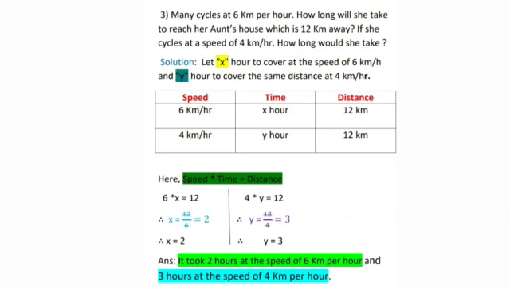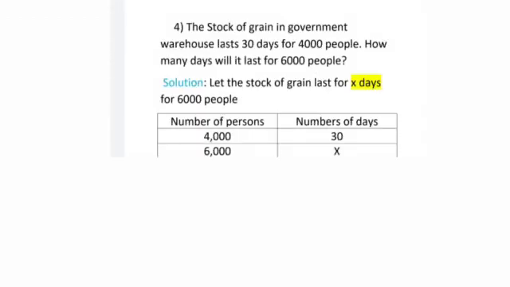6 ones are 6, 6 twos are 12. So x is equal to 2, and 4 into y is equal to 12. Therefore y is equal to 12 upon 4. 4 ones are 4, 4 threes are 12, which is equal to 3. Therefore y is equal to 3. So it took 2 hours at a speed of 6 km per hour and 3 hours at a speed of 4 km per hour.